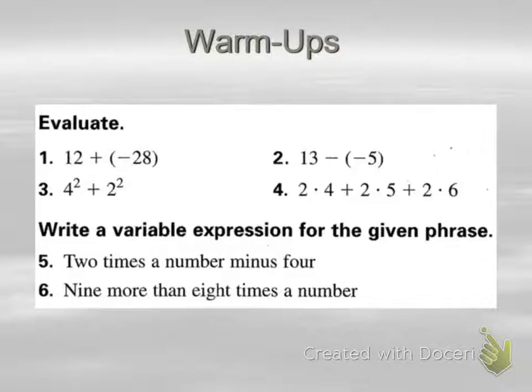What did we get for 12 plus negative 28? Negative what? Negative 16? There we go. All right. Good. Negative 16. All right. On number 2, we've got 13 minus negative 5. Remember, subtracting a negative is like adding a positive. Good job. What did we get? 18.